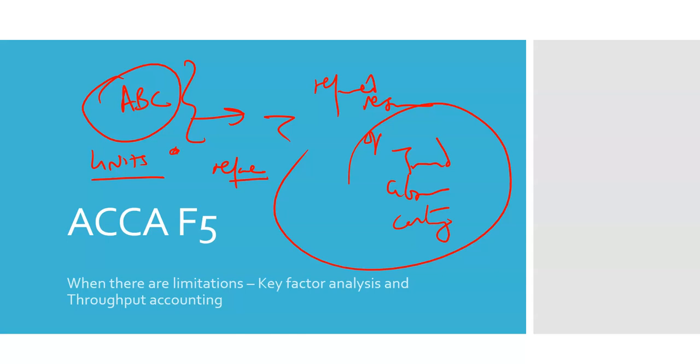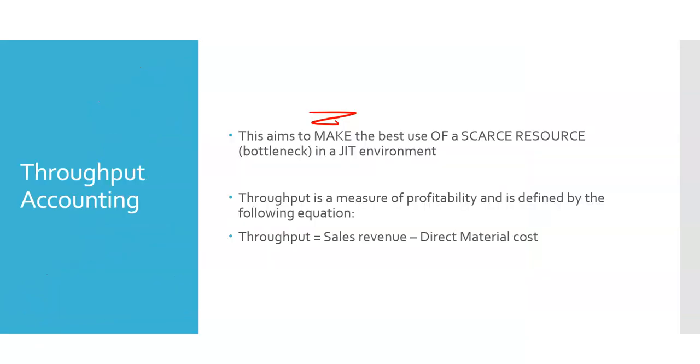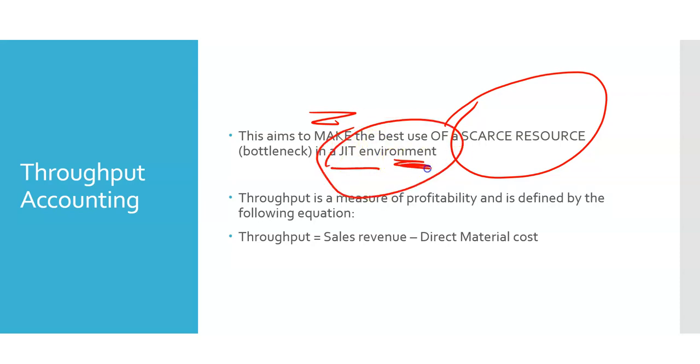And how do we, in the end, minimize costs, and how do we deal with scenarios where we have resource issues? This is what we're beginning to look at: throughput accounting. Throughput accounting comes along and says to us, listen, guys, sometimes you might have a scarce resource, and fundamentally, the first argument here is that the aim is to do this in a just-in-time environment.